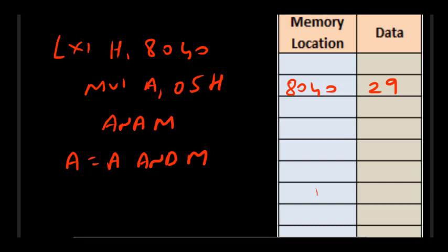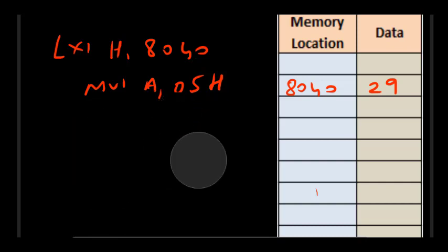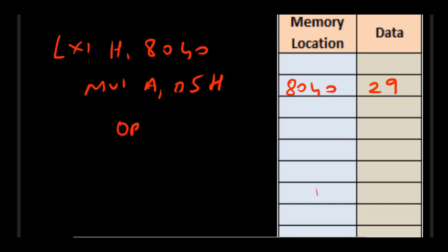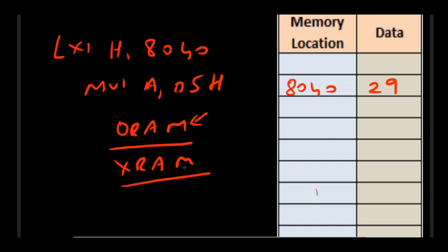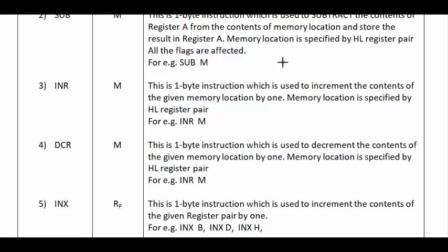Similarly, just as we have ANA M, we also have ORA M and XRA M. This will logically OR the contents of A with the memory location pointed by the HL pair, and this logically XORs the contents of A with the memory location pointed by the HL register pair. So these are the few instructions. We will see some more instructions now. In the previous slide, whatever instructions we saw, ADD M, SUB M, ANA M, XRA M, etc., they all are 1-byte instructions.